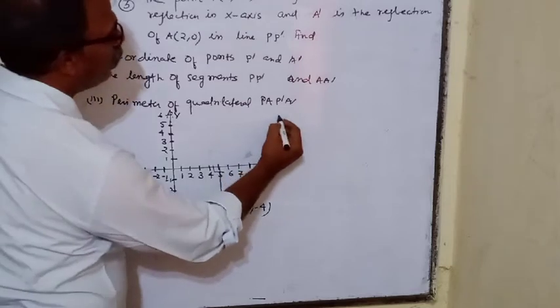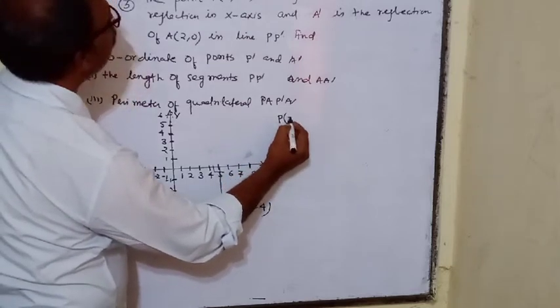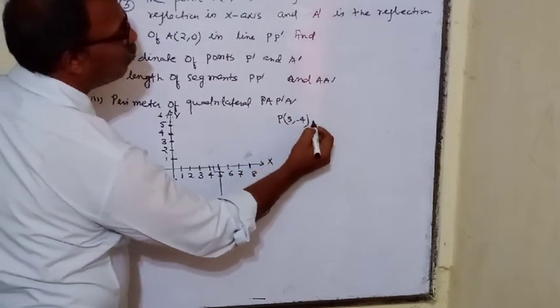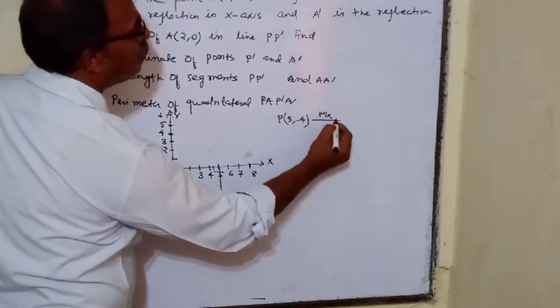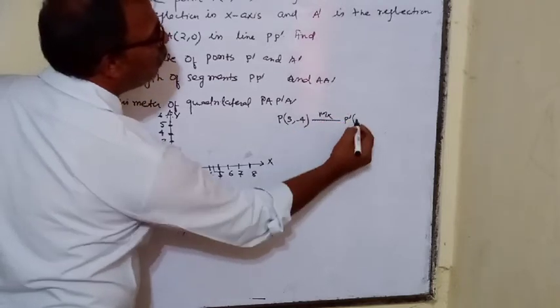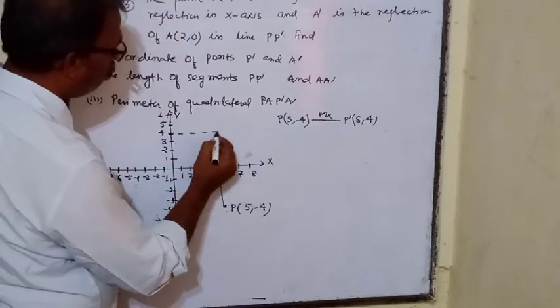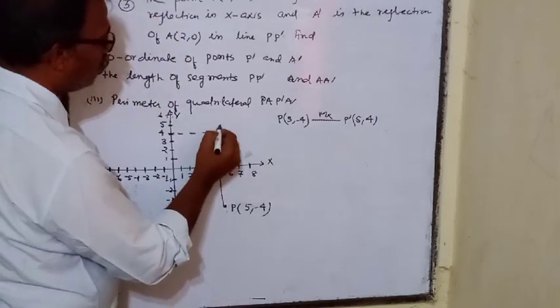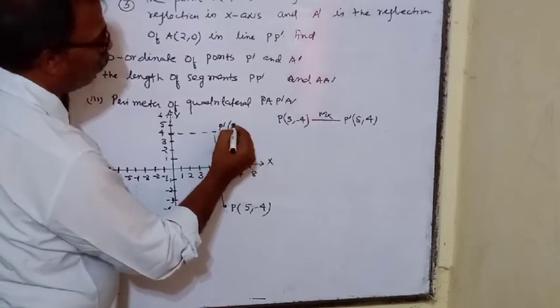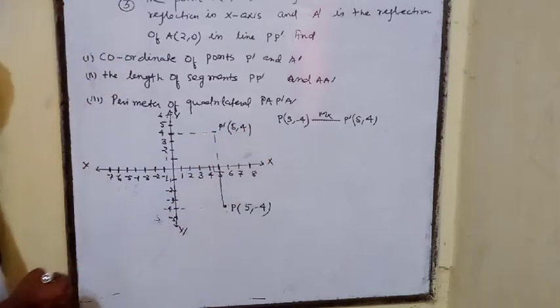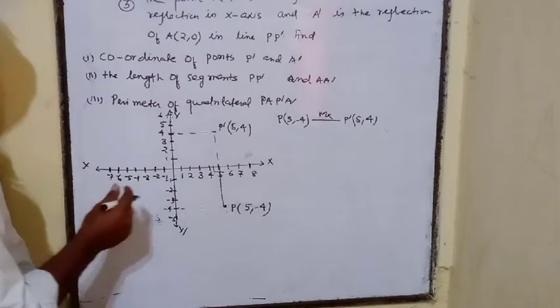You know that the reflection of P (5, -4) in the x-axis will be P dash. How much? 5 will become 5, and -4 will become +4. So its location will be, this is P dash, (5, 4). So the coordinate of P dash is (5, 4).